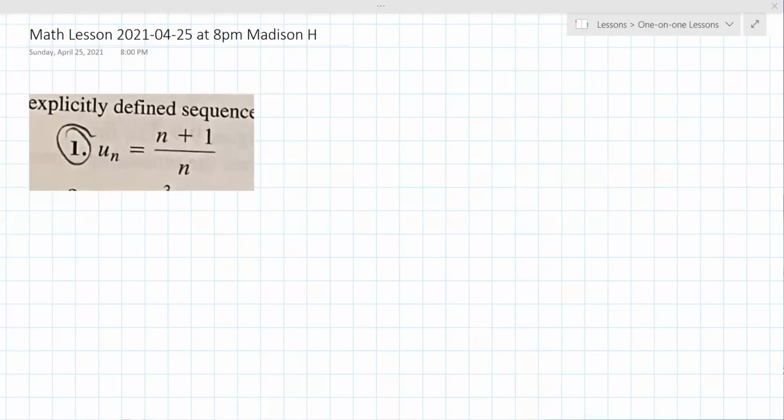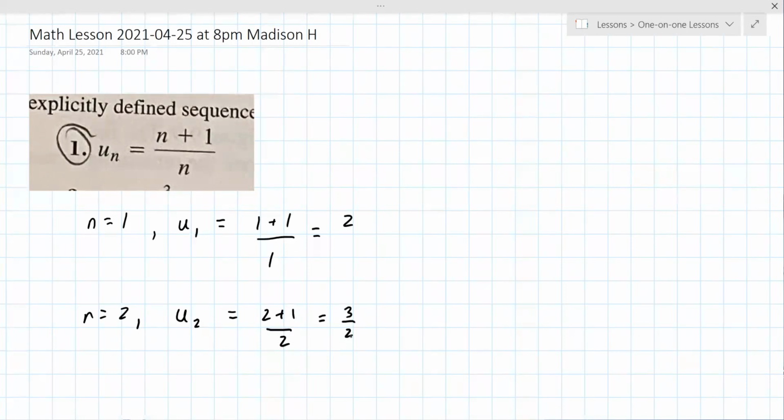Great, thank you. All right, so it says here in the instructions, find the first six terms and the 100th term of the explicitly defined sequence. So the first term is when n equals 1, and this is u sub 1. You're putting 1 in for n, so it's 1 plus 1 over 1. You're just putting 1 in wherever you see an n, and that is 2. N equals 2, that's u sub 2. 2 plus 1 over 2 equals 3 halves.